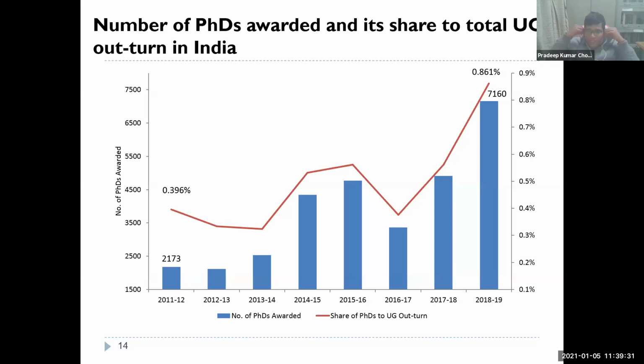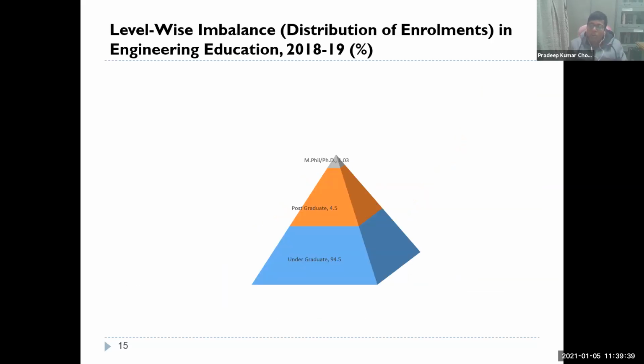Again related to that, level-wise imbalance or distribution of enrollment in engineering education in 2018-19: among the total enrollment in engineering, undergraduate is 94.5%, postgraduate is 4.5%, and MPhil PhD in engineering is 1.03%. So only 1.03% enrollment in engineering is at MPhil PhD level. All others are undergraduate and postgraduate. That is obvious, but still MPhil PhD is very, very less. You see the diagram very clearly.